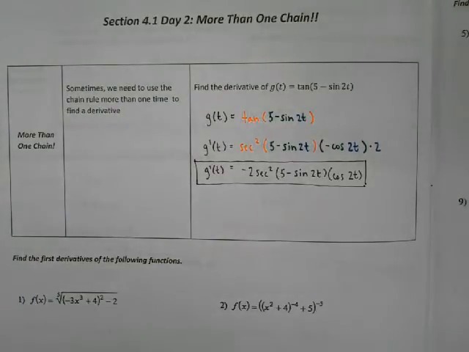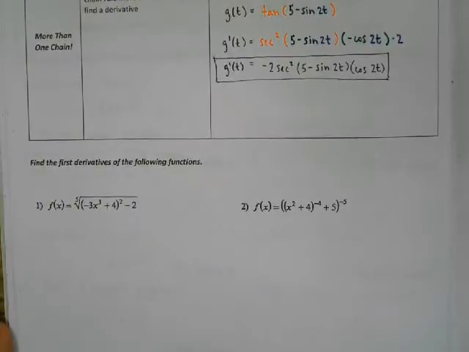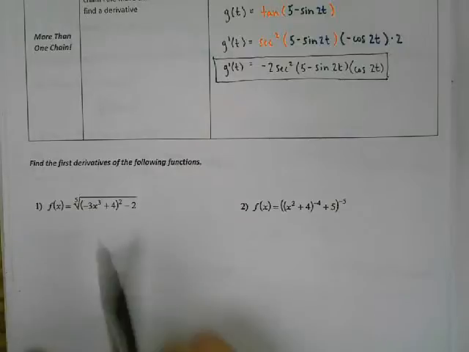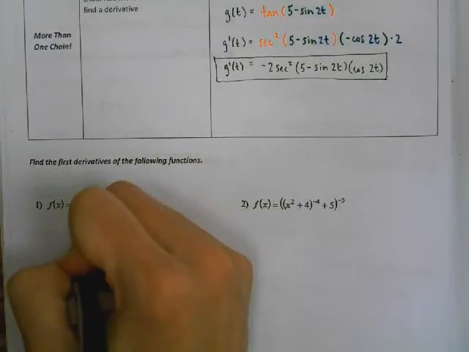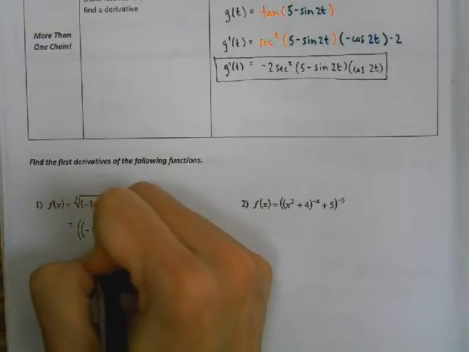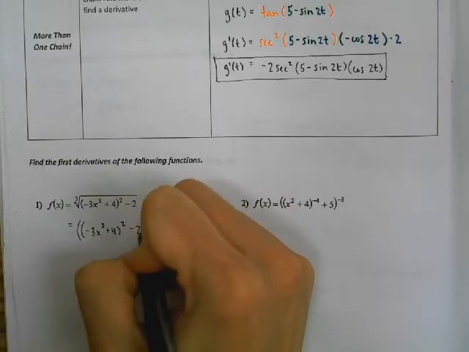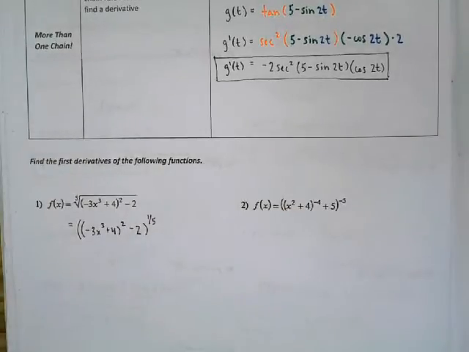So the next 3 examples are going to help us, again, just practice identifying what all these different layers are, I guess I'll call them. So down here for number 1, the first thing I'm going to do is just write this with a rational exponent. So what we really have is negative 3x cubed plus 4, quantity squared, minus 2, and this is all to the 1/5 power.